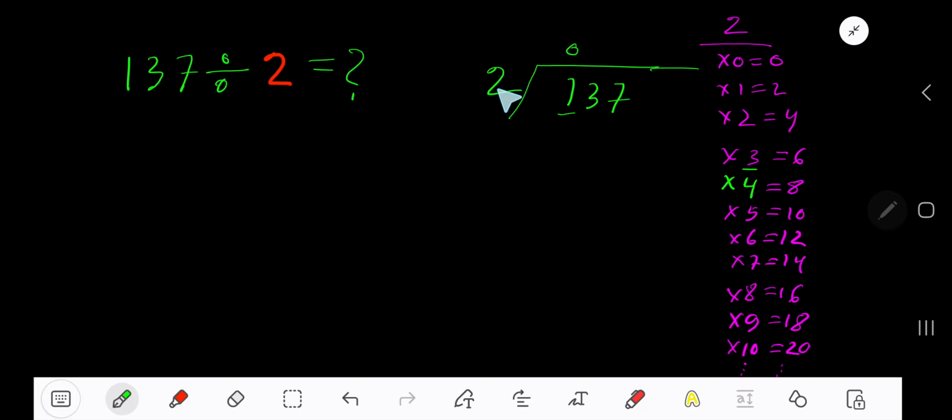0 times, as 1 is less than 2. 0 times 2 is 0, subtract 1, bring down the next digit. 2 goes into 13 how many times? 7 times is 14, which is greater, so 6 times. 6 times 2 is 12, subtract, you get 1, bring down the next digit.